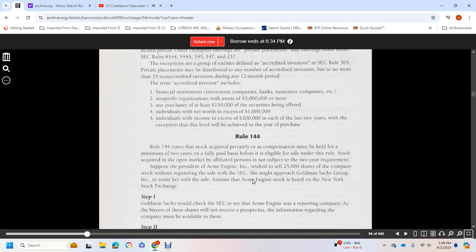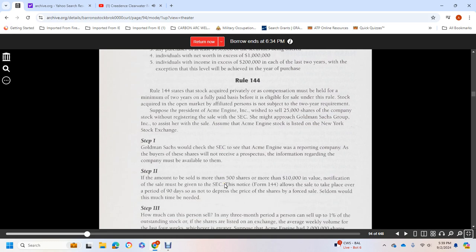Suppose the president of Acme Engine Incorporated wants to sell 25,000 shares of company stock without a registered sale with the Securities and Exchange Commission. She might approach Goldman Sachs Group Incorporated to assist her with the sale, assuming the Acme Engine stock is listed on the New York Stock Exchange. Step 1. Goldman Sachs would check with the SEC to see if Acme Engine is a reporting company. The buyers of these shares will not receive a prospectus, but the information regarding the company must be available to them.